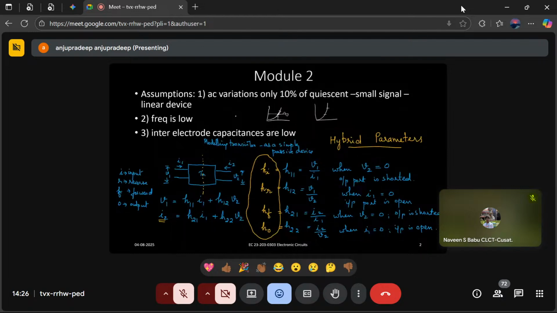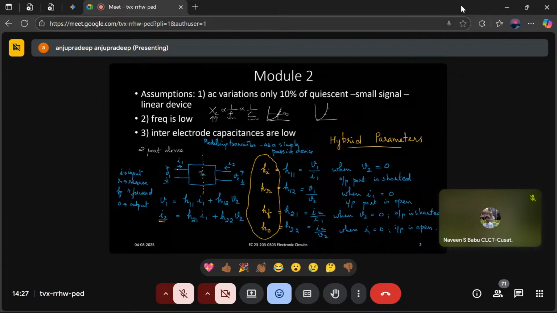XC is inversely proportional to frequency. It is also inversely proportional to capacitance. So if these two are low, then XC can be very large, so you can neglect it. So that is the condition. So what are we trying to do? You are modeling the transistor as a simple passive device. This is our transistor, and you call it a two-port device. You are considering the transistor as a two-port device.